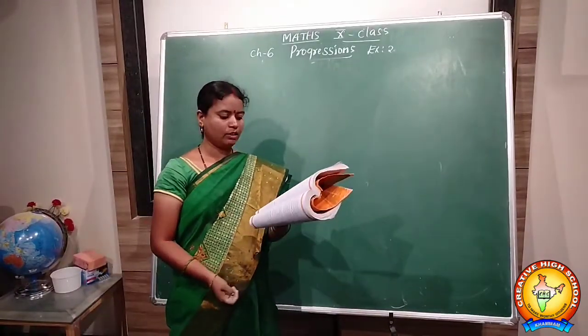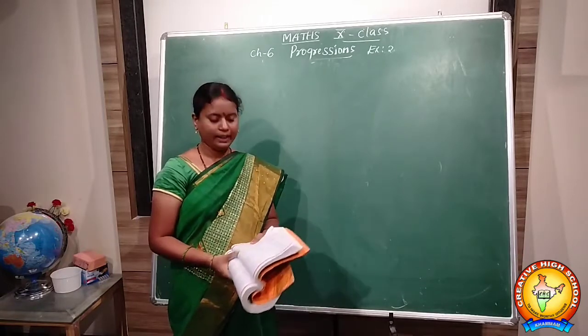How many multiples of 4 lie between 10 and 250?